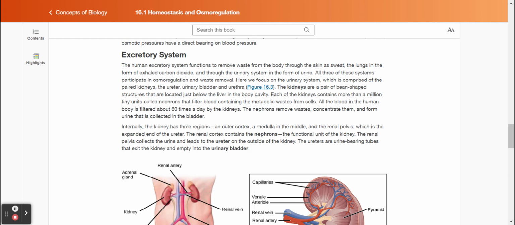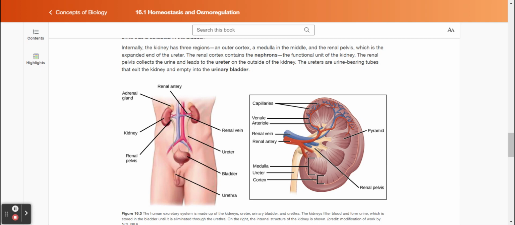The kidneys are a pair of bean-shaped structures that are located just below the liver in the body cavity. Each of the kidneys contains more than 1 million tiny units called nephrons that filter blood containing the metabolic wastes from cells. All the blood in the human body is filtered about 60 times a day by the kidneys. The nephrons remove wastes, concentrate them, and form urine that is collected in the bladder.